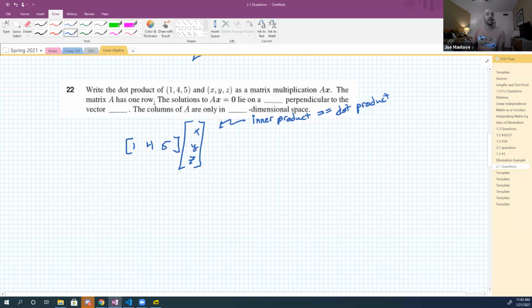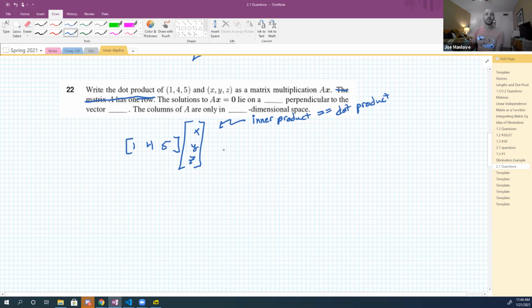The matrix A has one row. Oh, they made that really easy for us. I wish I hadn't read that now. We should remove that from the textbook. That's too good a hint. Yeah. All right, so the solutions to Ax equals 0 lie on something perpendicular to the vector something.